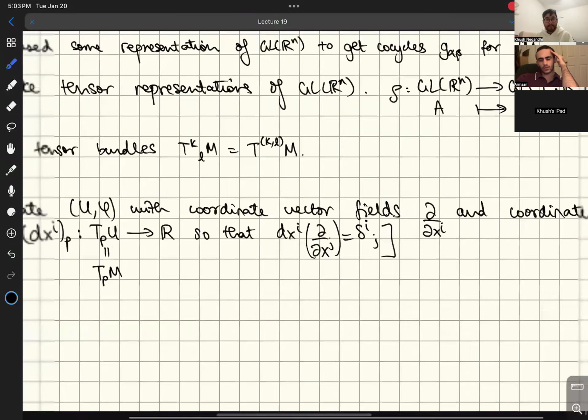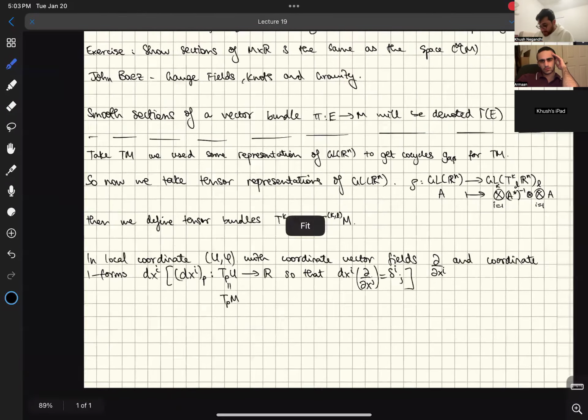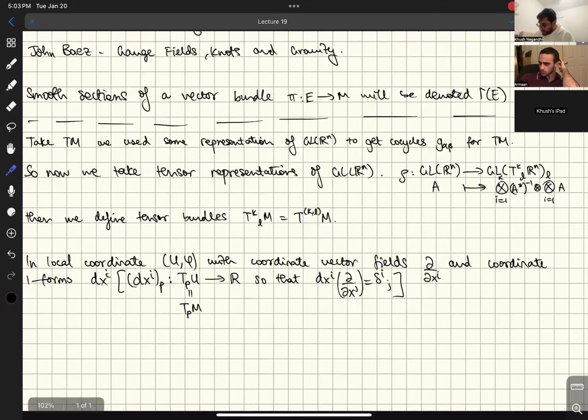Why is it the delta function? It's not the distribution delta function. This is one if i and j are the same and zero if they're not, the Kronecker delta. That's just the definition of the dual: you have some basis and then you take its dual basis, which is precisely the basis that satisfies this property.